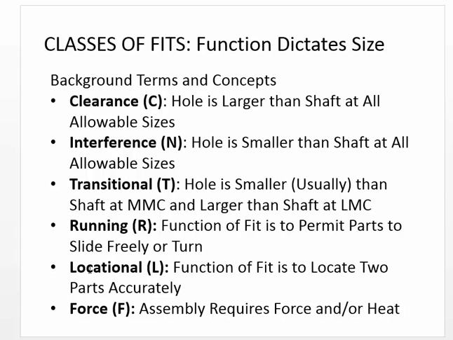And then locational means that the purpose of this class of fit is to locate parts accurately. And there are two kinds of locational fits. You can have a locational interference fit, which means that the parts have to be pressed together with relatively light pressure. And that means that they are going to be perfectly located. They can't move around. Or you have a very slight clearance. And if you have a very slight clearance, that means you've located the parts accurately, but there is still some small movement. In between them is the transitional fit, which means it could be one or the other. And force means you have to use force and or heat in order to put the two parts together.